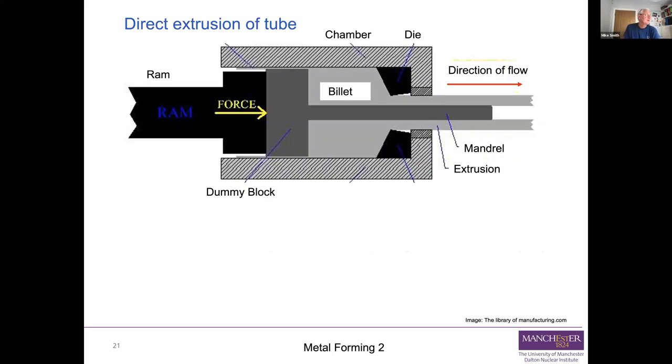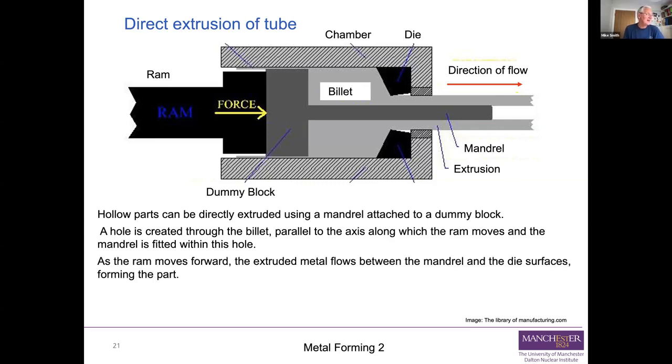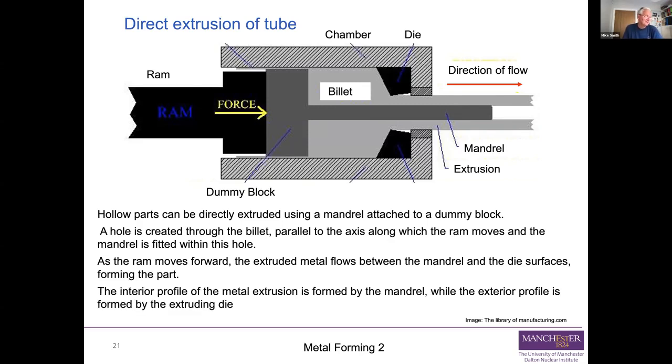And here's an example of direct extrusion of a hollow component, which is where you're extruding tube. And what you're doing here is you have a thing called a mandrel, which you attach to something called a dummy block. You then drill a hole through the billet and you put the mandrel through and then you push against the dummy block. And you can see that what happens then, as the ram moves forward, you're forcing the extruded material to flow between the mandrel and the die surfaces, and that then forms the part. So the interior profile is formed by the mandrel, and the exterior profile is formed by the extruding die. So that gives you another thing you can do.